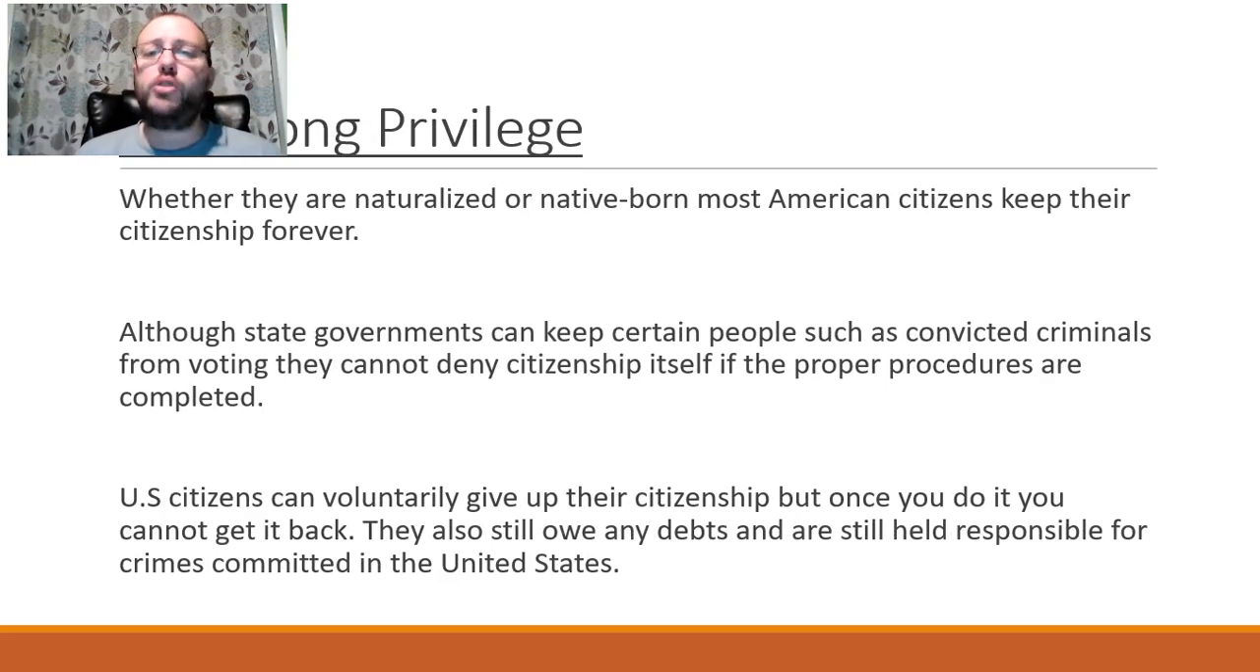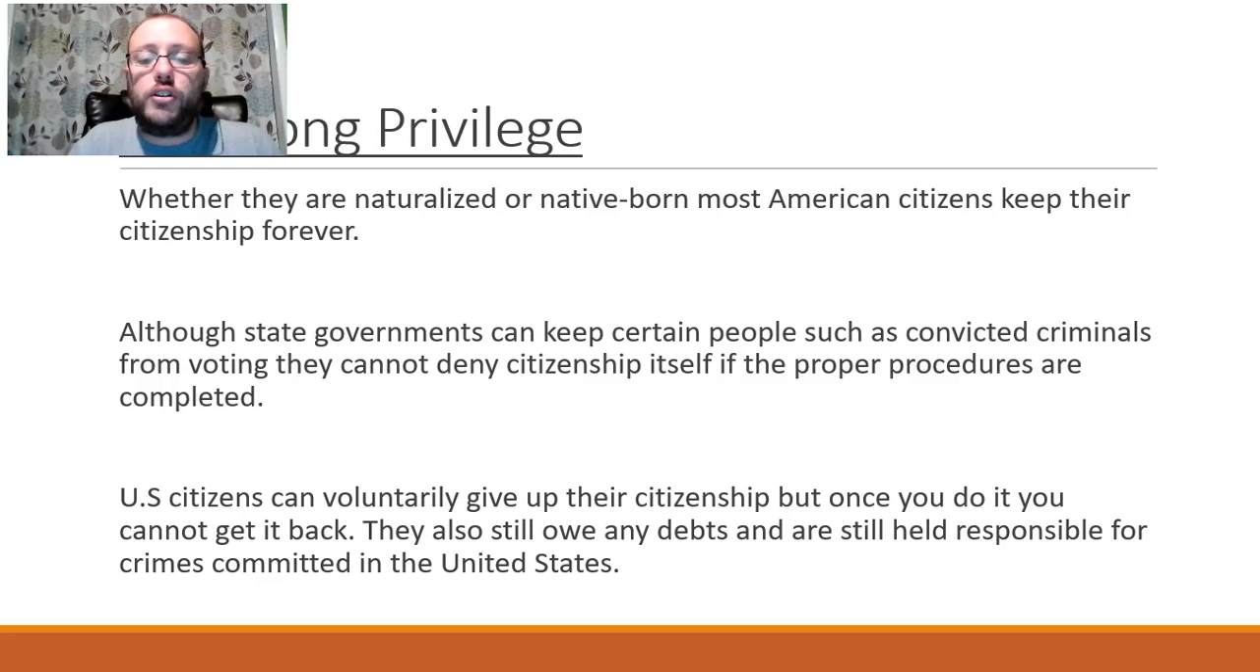Whether they are naturalized or native born, most American citizens keep their citizenship forever. It's hard to lose your citizenship, but you can get rid of it. Although state governments can keep certain people, such as convicted criminals, from voting, they cannot deny citizenship itself if the proper procedures are complete. So even if you are a convicted criminal and you can't vote, they still can't keep you from becoming a U.S. citizen if you go through the proper channels.